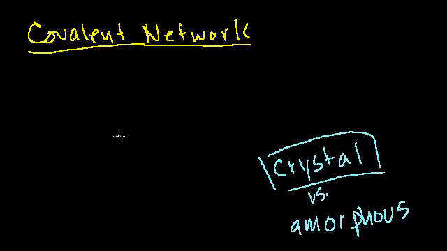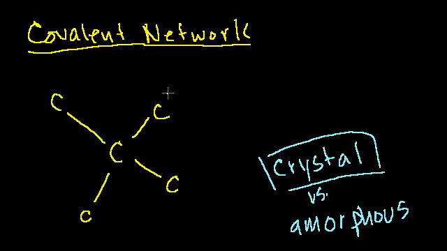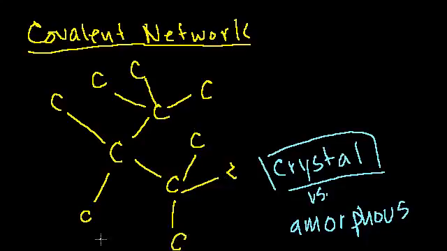So the covalent network, carbon has four valence electrons, so it always wants four more. So when carbon shares with itself, it's very happy. So what it can do is it can form four bonds to four more carbons. And then each of those carbons can form four more bonds to four more carbons. And it just keeps going on. This is the structure of a diamond.